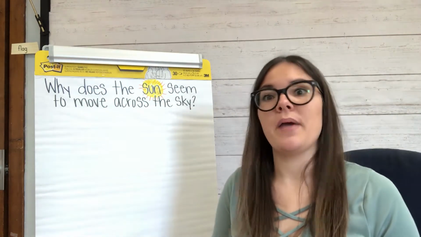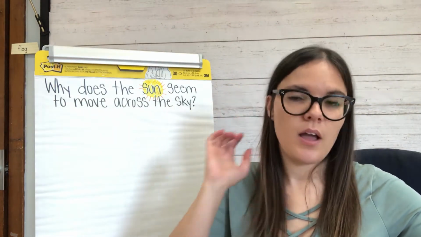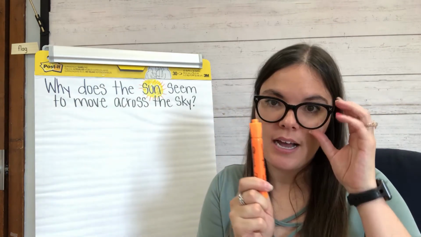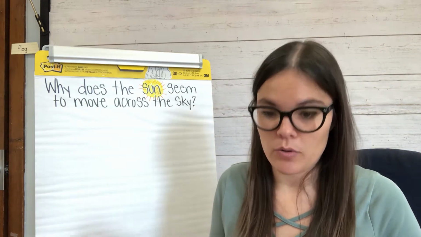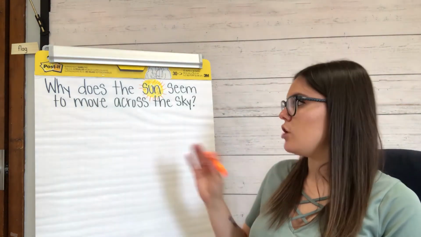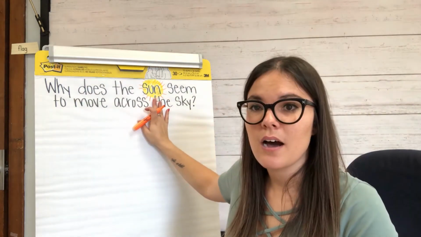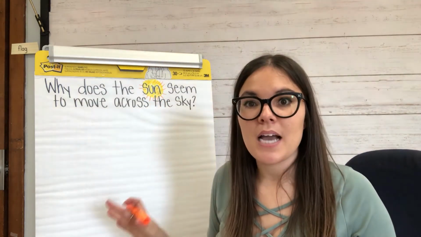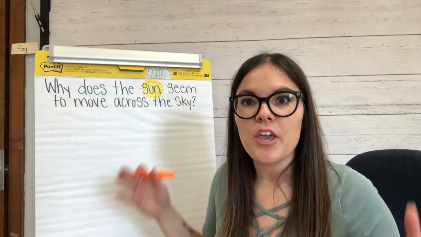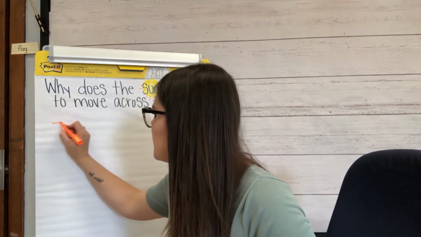Wow, this page gave us so much information. So I have my cool orange marker because it kind of reminds me of the sun. And I want to jot down some notes here. So what we know so far is that because the sun seems to move across the sky, it's not because the sun is moving, the earth is moving. Let's write that down really quick.